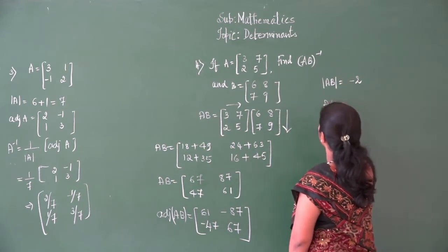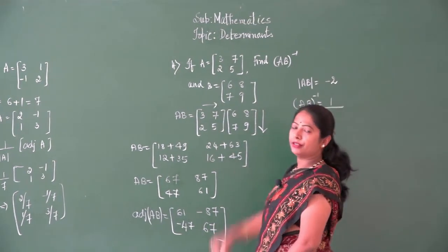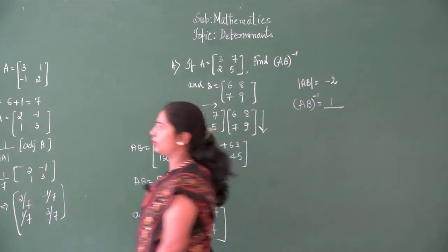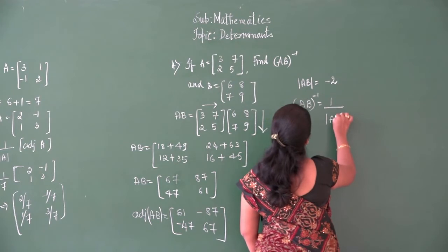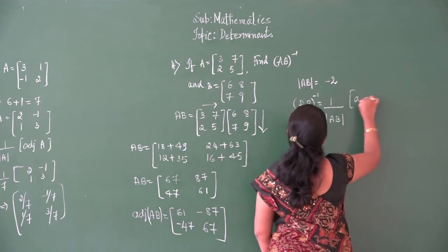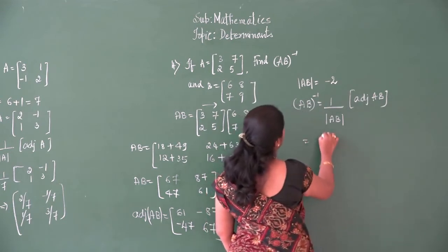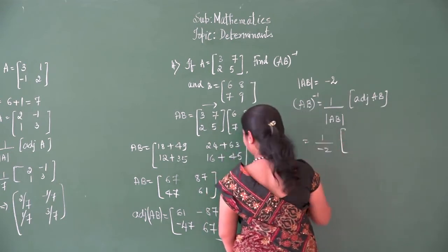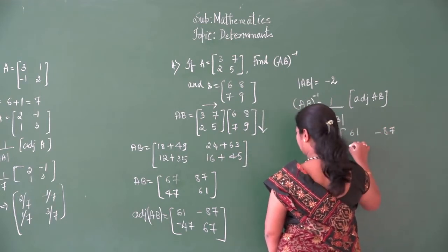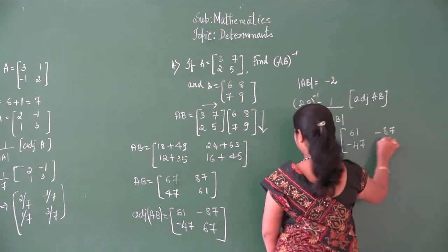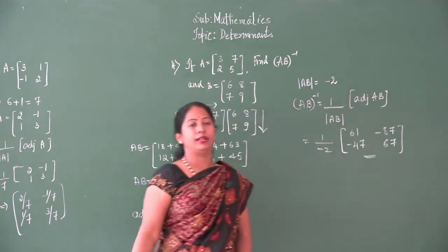How do you define AB the whole inverse? In general, how do you define A inverse? 1 by determinant A into adjoint A. So with respect to AB whole inverse, 1 by determinant of AB into adjoint AB. So what is determinant AB? Minus 2, so 1 by minus 2. What is adjoint AB? 61, minus 87, minus 47 and 67. This is the required answer.